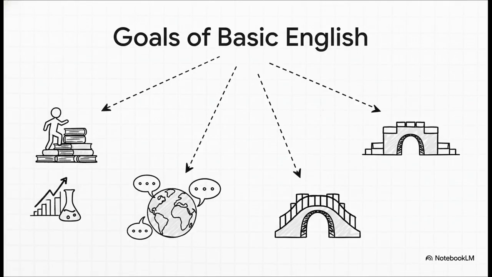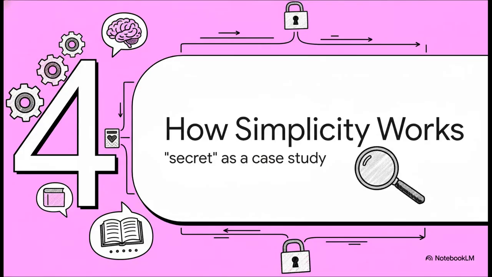And the goals here were pretty ambitious. The idea was to make English way more accessible for learners, to create a universal tool for communication, and to make things like global trade and science way simpler. At its heart, it's about using a small, powerful set of words to explain almost any big idea you can think of. So, how does this actually work in practice?